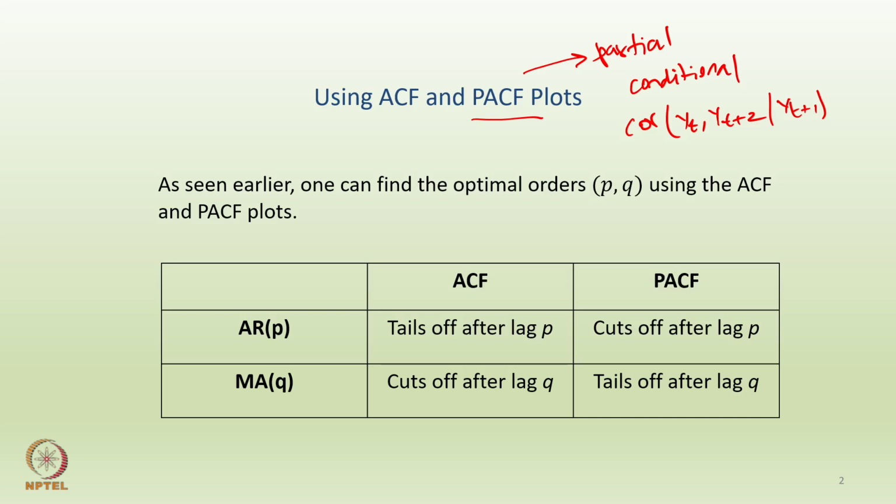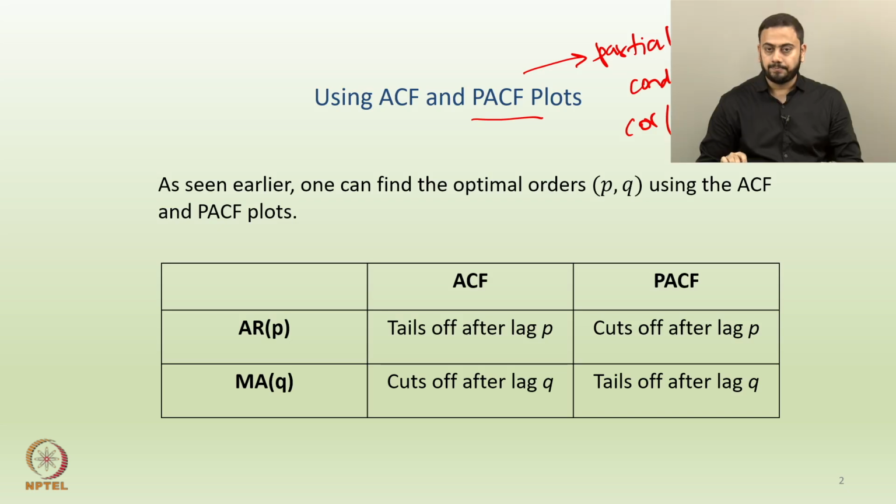Such correlations are called partial autocorrelations or conditional correlations. And if you vaguely remember, I gave you a description of ACF plots and PACF plots in one of my earlier lectures also. As seen earlier, one can find the optimal orders, which are nothing but P and Q of a particular ARMA structure, using both these plots, specifically the ACF plot and the PACF plot.